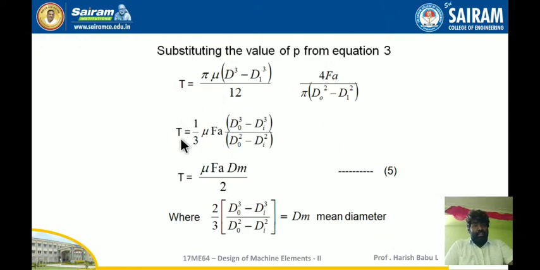So the equation will be reduced to T equals 1 by 2 mu F into dm. dm is nothing but the mean diameter, which can be given by 2 by 3 (d naught cube minus di cube) divided by (d naught square minus di square). So this equation is called the mean diameter equation.